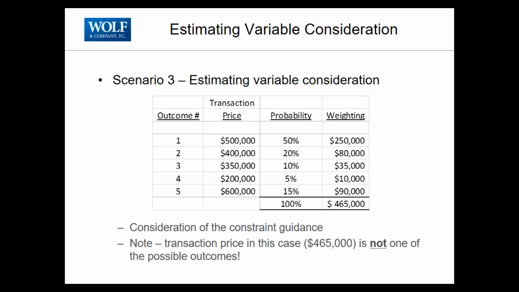The other interesting thing to note, or interesting to me, I guess, is that the $465,000 is not actually one of the possible outcomes there. And how does that make sense? It makes sense because you'll remember you have to update the estimate every reporting period. So eventually you may start at $465,000, but eventually you will end up with one of those 5 revenue amounts.